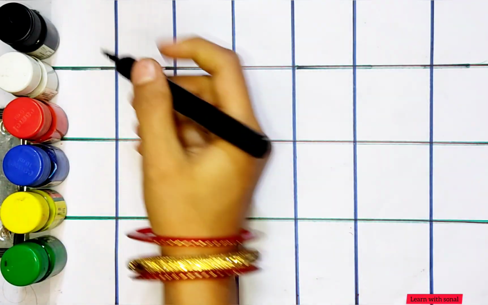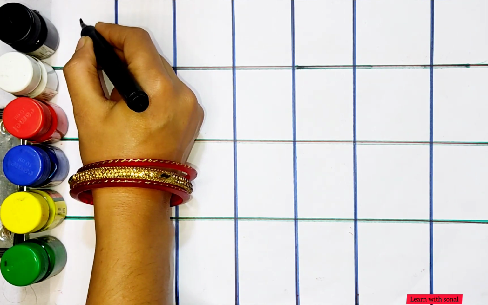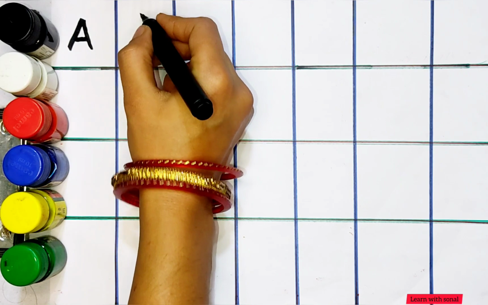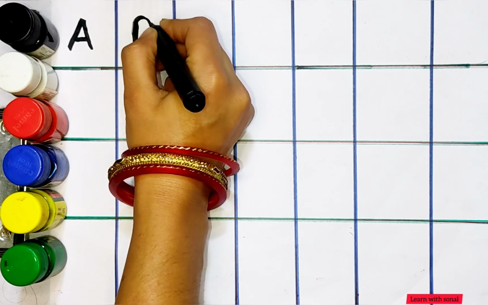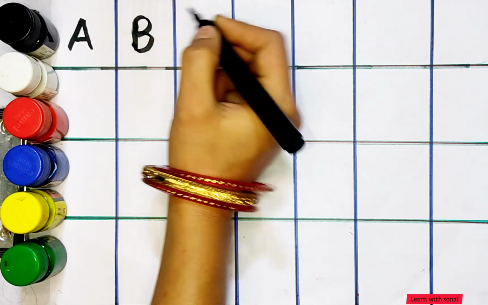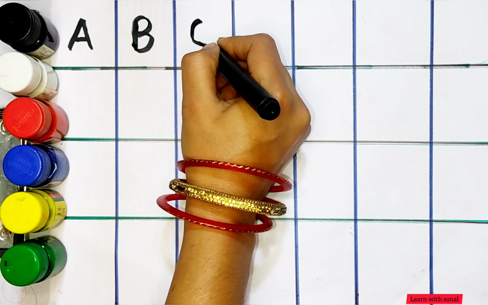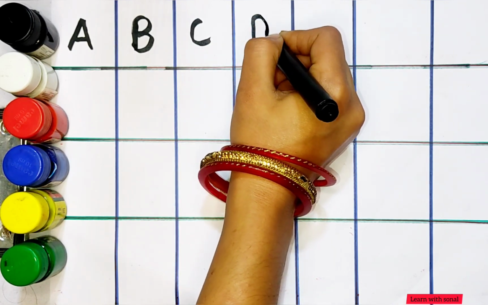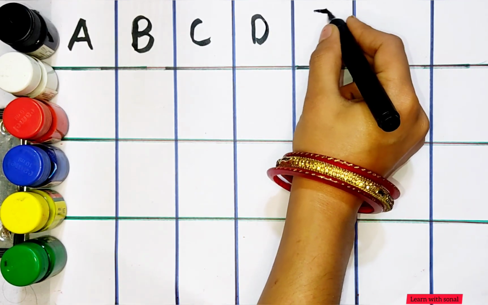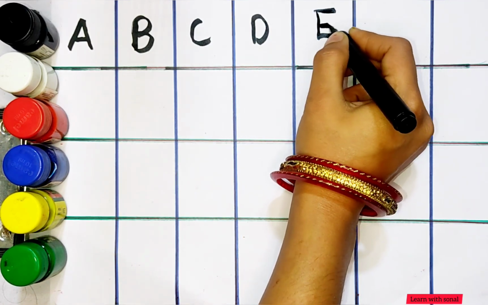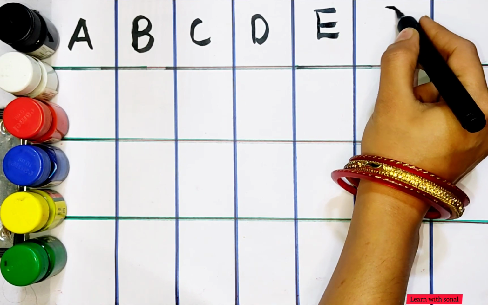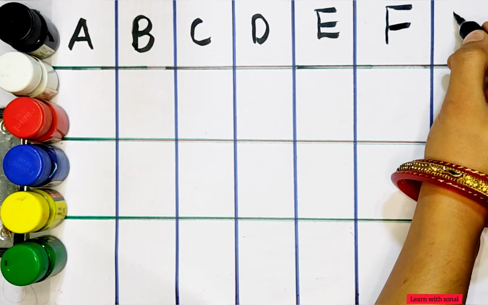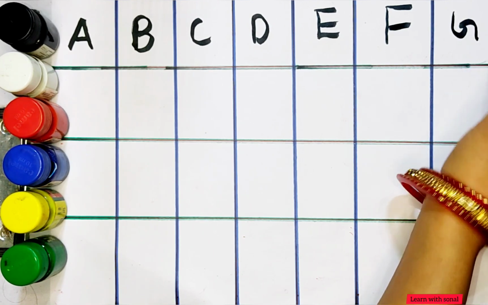Black color. A for apple. B for ball. C for cat. D for dog. E for elephant. F for fish. G for girl.